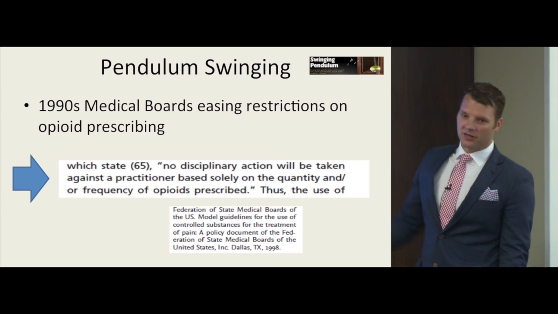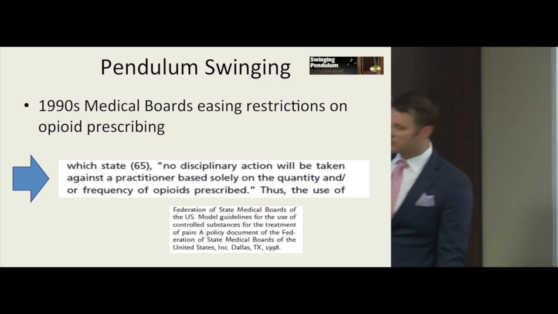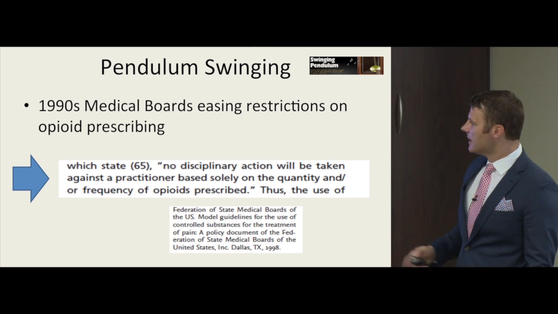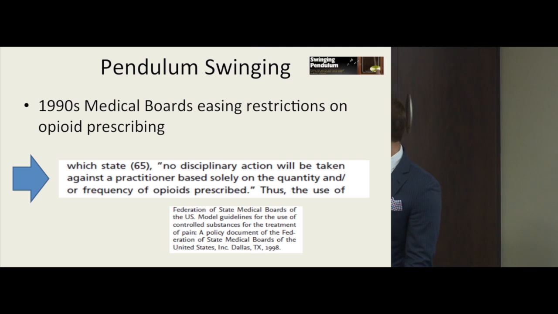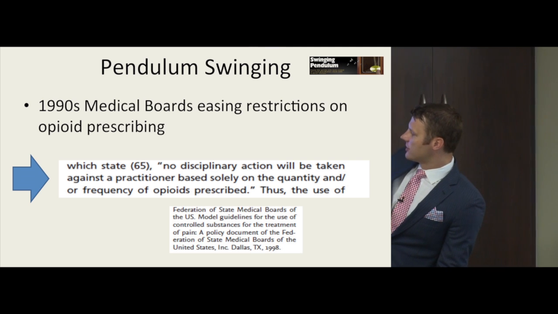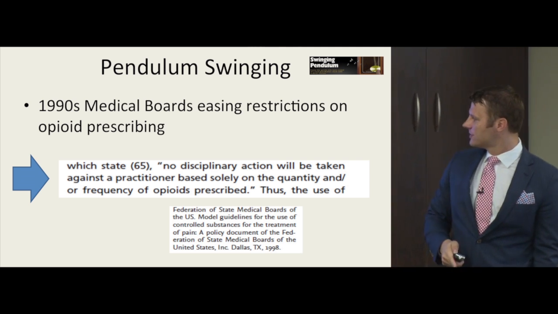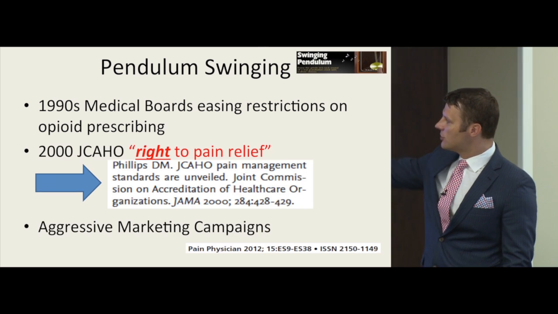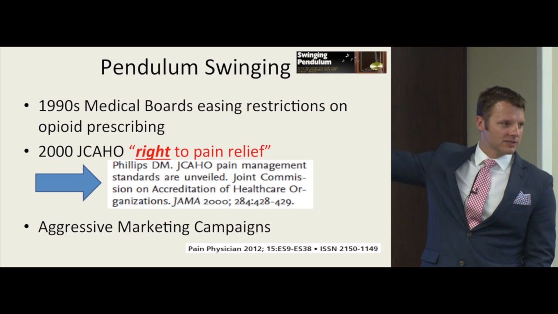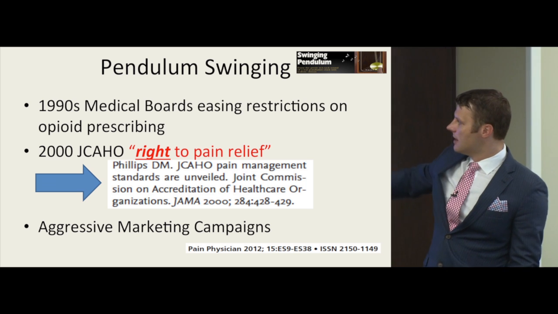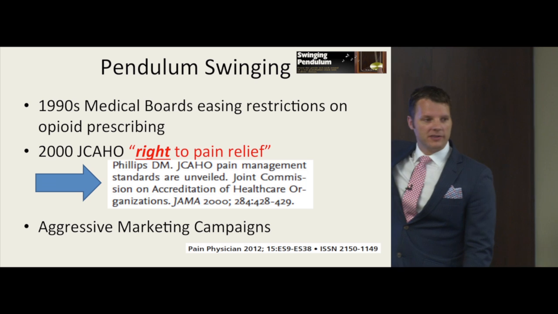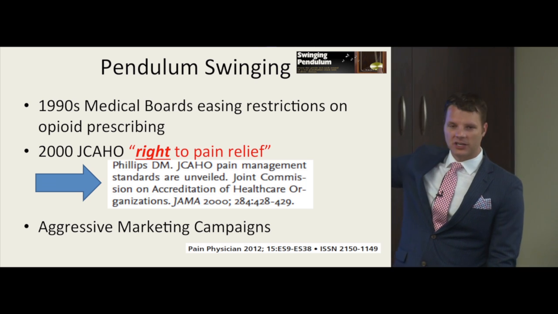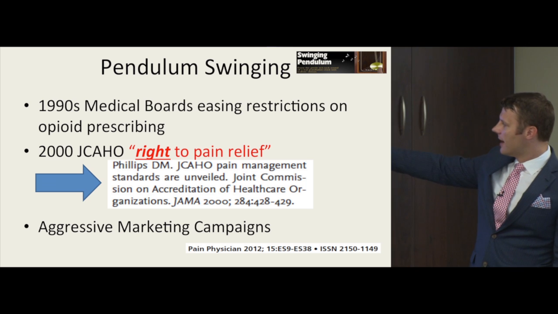So then the pendulum started swinging, and in the 1990s, the medical board started easing restrictions on opioid prescribing habits, and specifically, no disciplinary action will be taken against a practitioner based solely on the quantity and/or frequency of opioids prescribed. So that's the 1990s. In 2000, the Joint Commission, or JCO as it's fondly known around all hospitals, comes out with the right to pain relief.